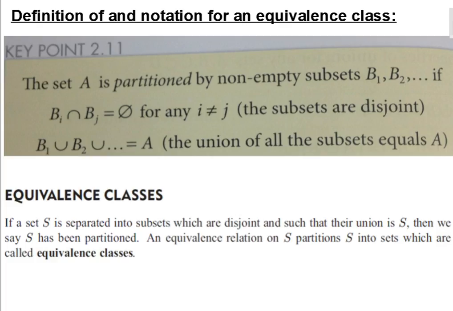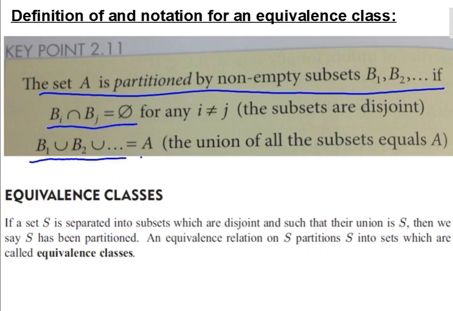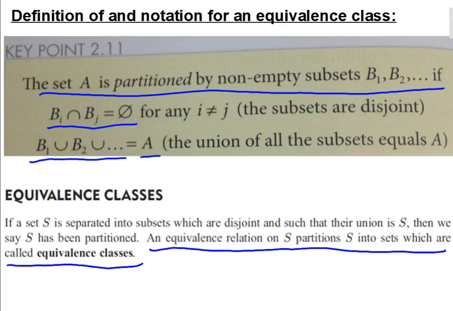So the definition of a partition is here. The intersection between any 2 of the sets is the empty set, and the union of all of the sets is the universal set. And the fact is, always, an equivalence relation on S partitions S into sets, which are called equivalence classes. Okay, that's just an introduction to the concept of an equivalence class.